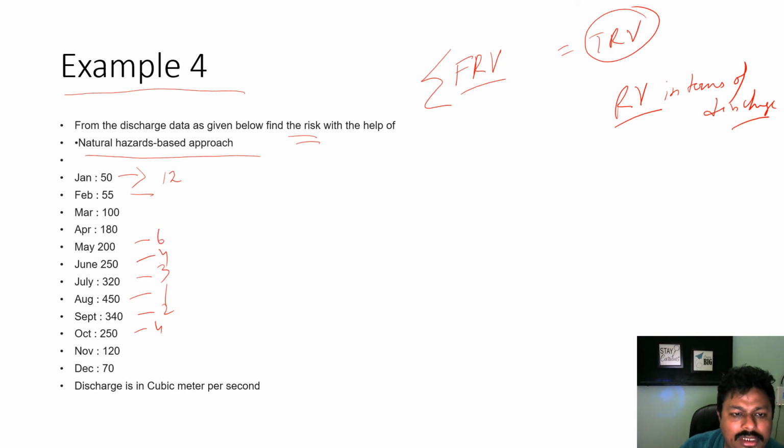So this will be 6, this will be 7, then 8, 9, 10, 11 and 12. The same data as the previous problem.